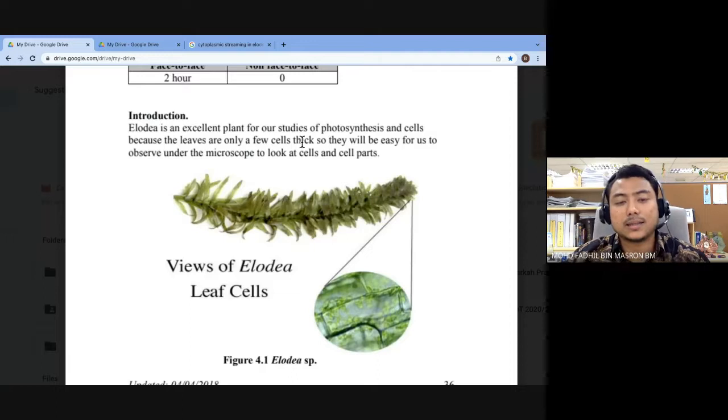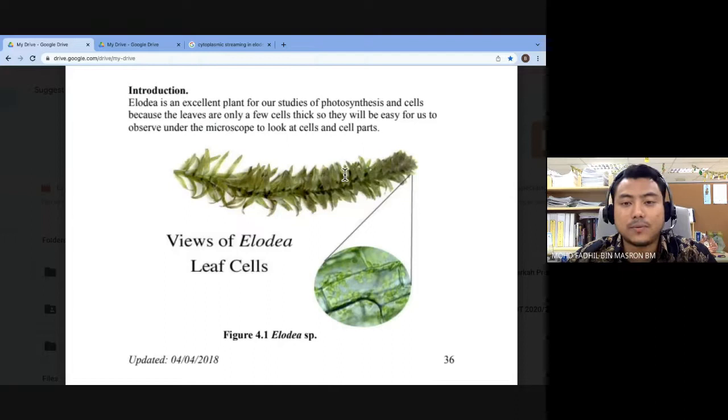Maknanya dia nak cakap kat sini, Elodea ni is very good for our study of photosynthesis dan juga sel, sebab daun dia adalah sangat nipis, hanyalah setebal beberapa lapisan sel sahaja. So, it will be easy for us to observe under the microscope to look at the cells and the cell parts. So this is the leaf of the Elodea.